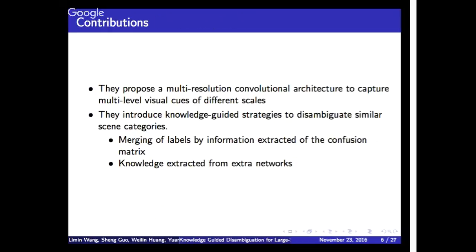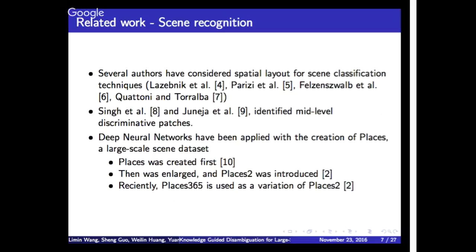So what is the contribution of these guys here? They propose a multi-resolution convolutional architecture to capture multi-level visual cues of different scales. And they also introduce knowledge-guided strategies to solve these problems of ambiguity. They tried in two different ways, by extracting knowledge from the confusion matrix and by extracting knowledge from extra networks. This last one is quite interesting, and I'm going to explain it further later.